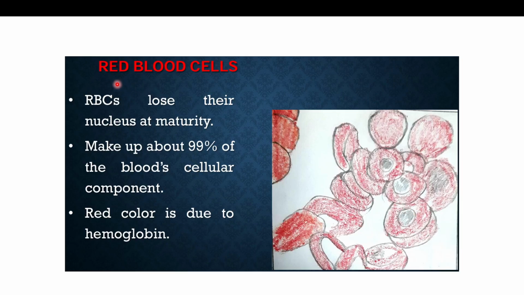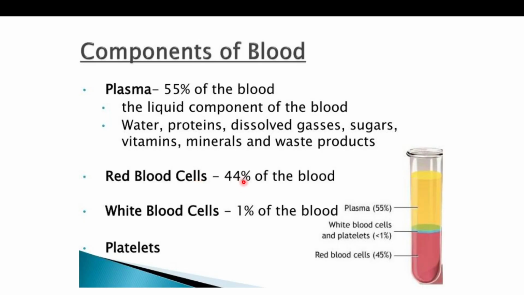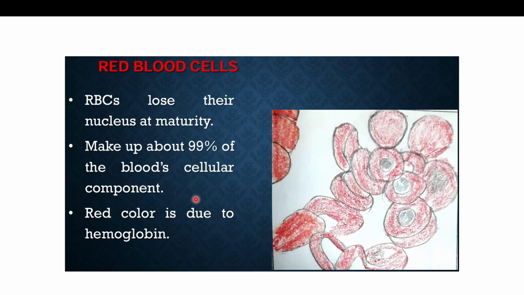Now, when we talk about red blood cells, RBCs lose their nucleus at maturity. These are denucleated cells, and they make up about 99% of the blood cellular component here. And the red color is due to the presence of a pigment called hemoglobin.